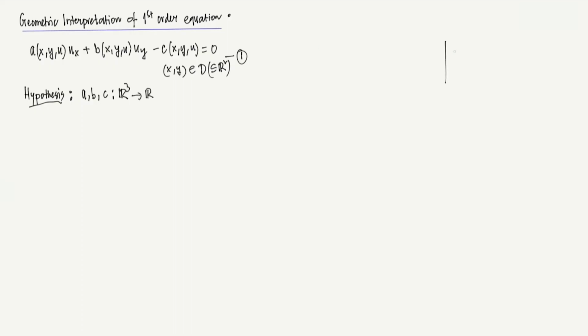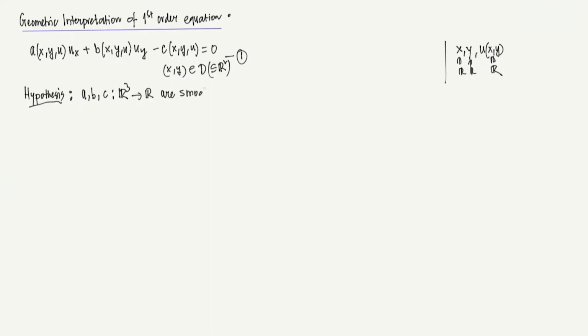Again, what is happening? A is a function of (x, y, u). x is in R, y is in R, and u, I should write it like this, is a function of x and y. This is the u which you need to find out. Again, this is also in R. That's the unknown. So essentially A, B and C are functions from R3 to R, and we are going to assume that they are smooth.